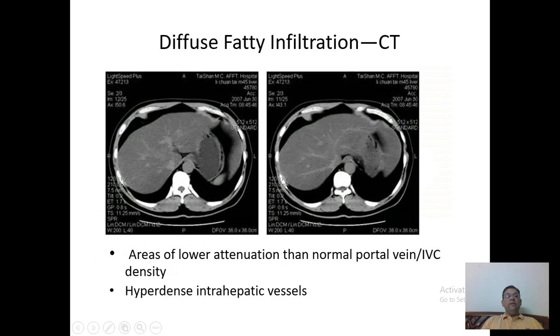Then if you look at a fatty liver on a CT scan, as we all know, CT scan uses the same technique as a normal radiographic technique, but it is done with a computerized program, and the whole body, or that part of the body you want to be examined, is exposed to the radiation. And once that is done, the computer program causes a 3D reconstruction, and then you can look at it. So if you look at this CT scan, you can see that there are areas of lower attenuation than normal portal vein IVC density, and there are hyperdense intrahepatic vessels.